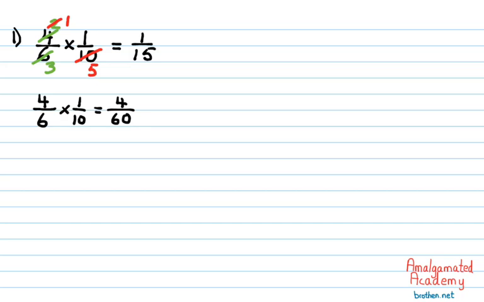Both the 4 and the 60 are divisible by 2, so if we divide the 4 by 2, we're going to end up with 2, and if we divide the 60 by 2, we're going to end up with 30. But 30 and 2 are also divisible by 2, and if we divide the 2 by 2, we end up with 1, and the 30 divided by 2 gives us 15.